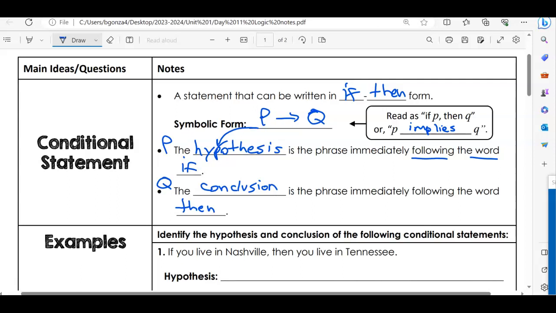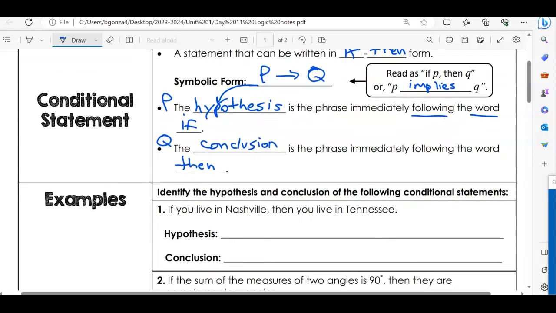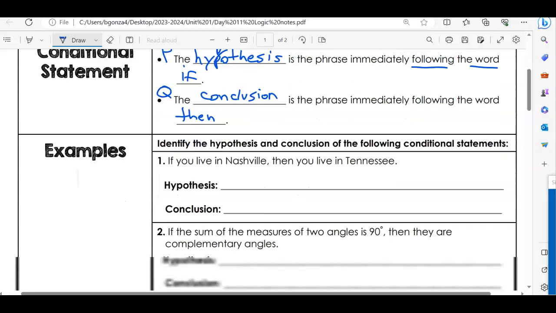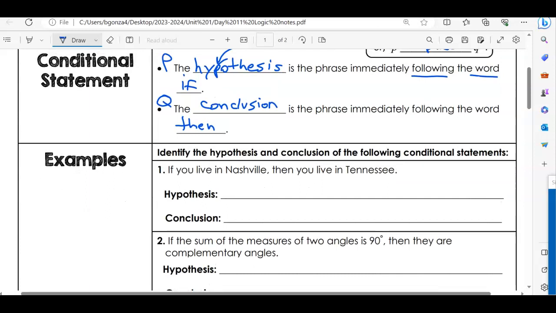Now, if you have an if-then statement, like these examples, you should be able to tell me what part is the hypothesis and what part is the conclusion. Does everyone have this part at the top? So look at number 1. If you live in Nashville, then you live in Tennessee.